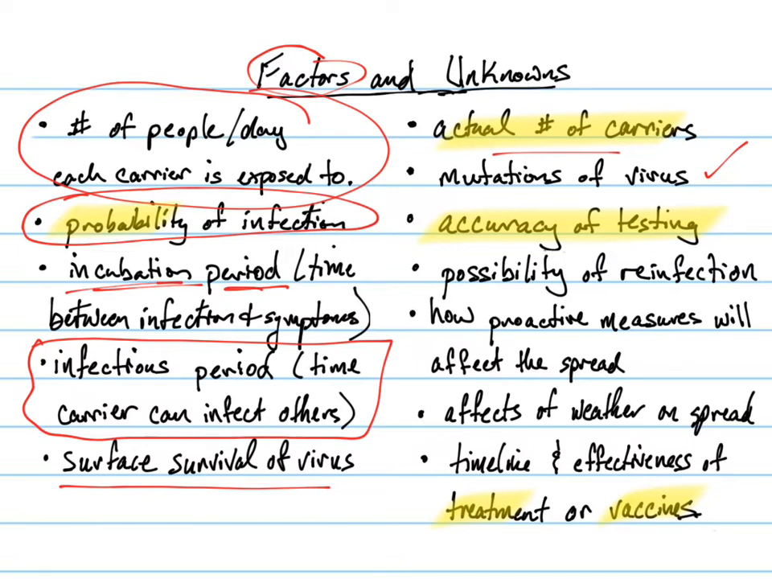We also don't know for sure about the possibility of reinfection. Once someone gets the virus, are they immune to it? That's usually how it works, but this is a new virus. That's what the word novel means. So we don't really know exactly how true that will be and if that's going to change over time with the mutations of the virus.